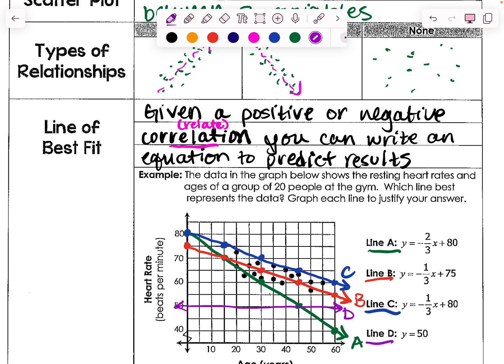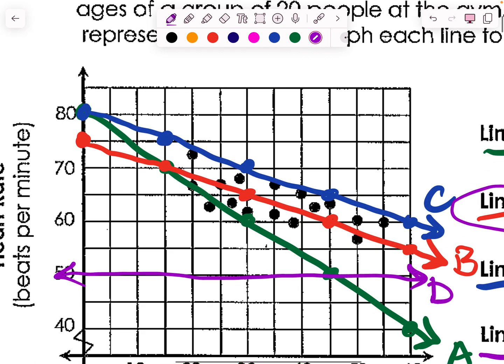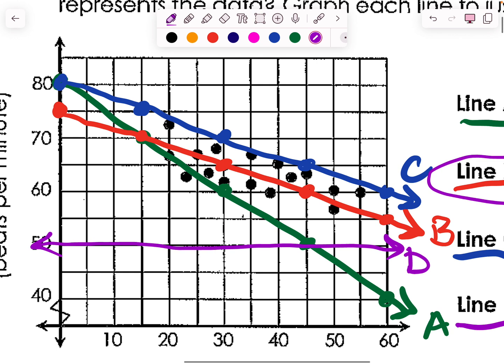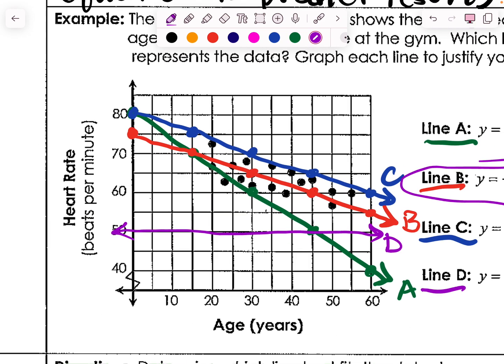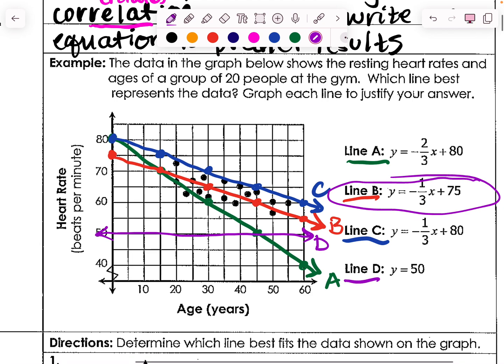Which line encapsulates most of the data the best? Line B. Okay, you see how this line is going straight through the data. Line C is a little bit on top of it. Line A, the diagonal, is a little too steep, okay? And line D has no relationship there. Okay, does that make sense? So our line of best fit would be line B. Any questions on that?